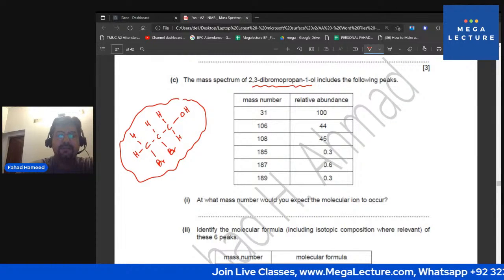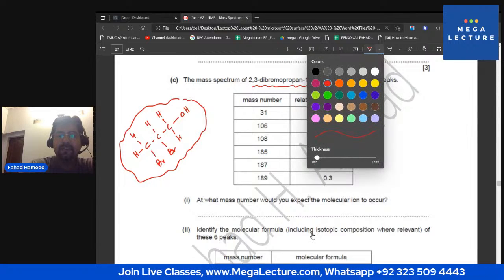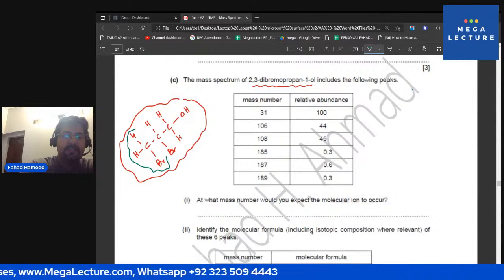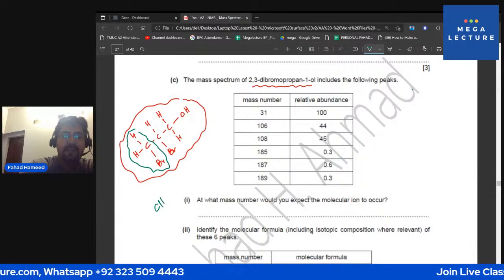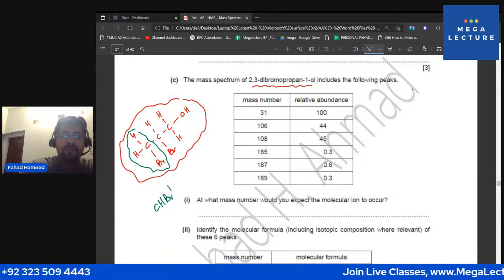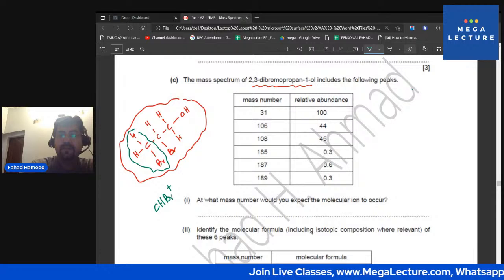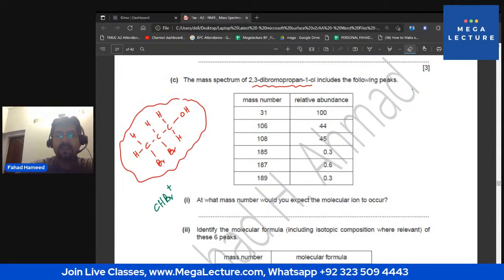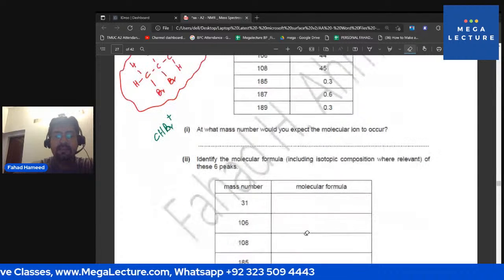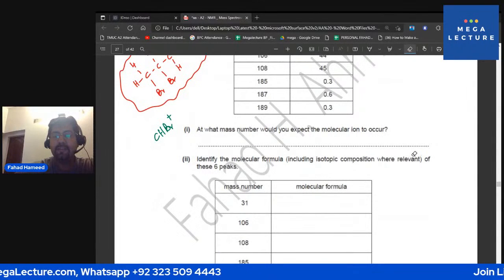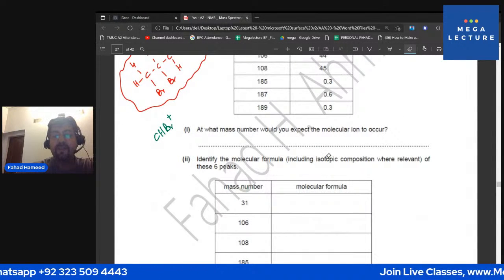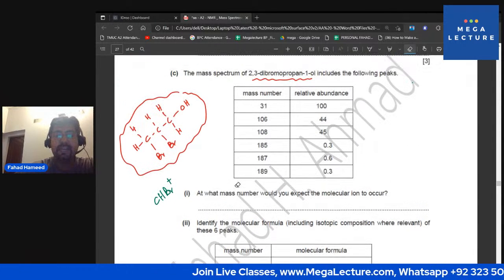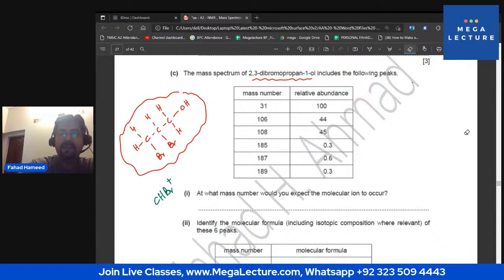You could have all sorts of small pieces breaking from this molecule. It could be a CHBr piece that's breaking off, right? And remember, when you write fragments, always write a positive charge next to it. So that could be one of the fragments. Any small piece of the bigger molecule could be produced. Now the question is about identifying the molecular formula, including isotopic composition, of these six peaks. So you're getting these fragments, and you're being asked to identify them.